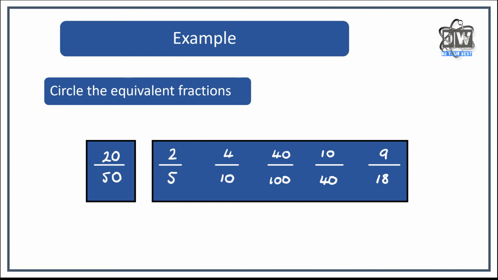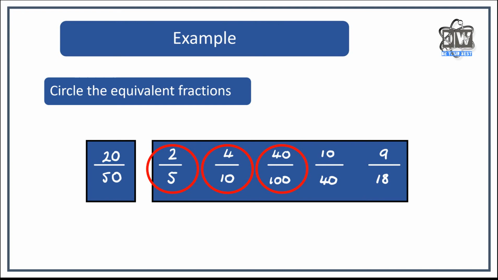So even quicker now. Can I get from 5 to 50? Not 15, 50. I times it by 10. If I times 2 by 10, that does give me 20, so that is correct. How do I get from 10 to 50? Times it by 5. If I times that by 5, I do get 20, so that's also correct. How do I get from 50 to 100? I times it by 2. If I times 20 by 2, I get 40, so that is also correct.